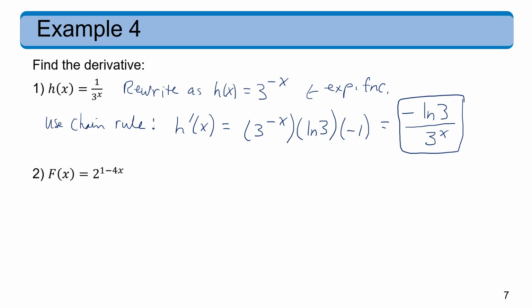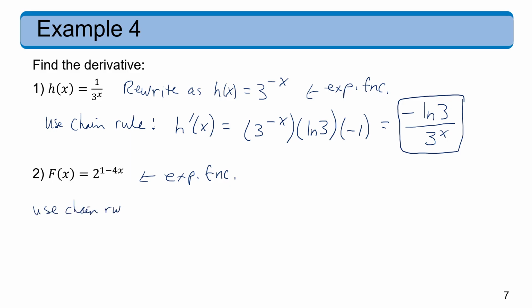Now the second one, this is another exponential function because the variable is in the exponent. This is very similar to what we just did. It's not a plain 2 to the x, it's 2 to the something else. So we're going to have to use the chain rule again here.